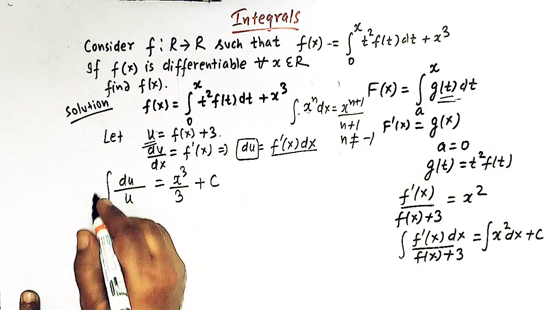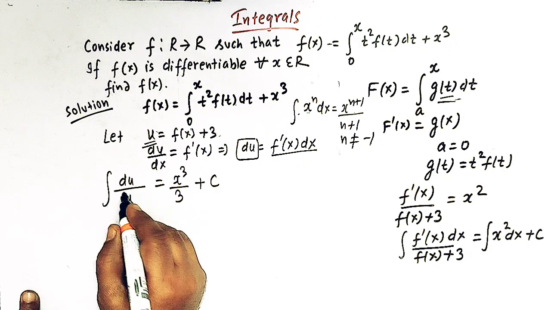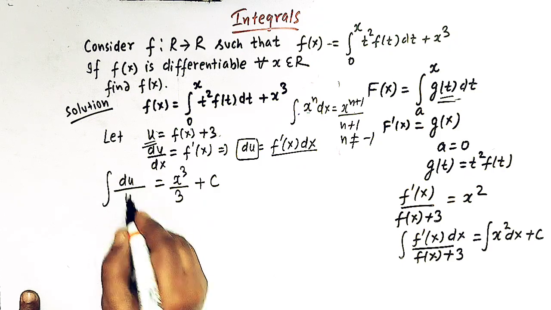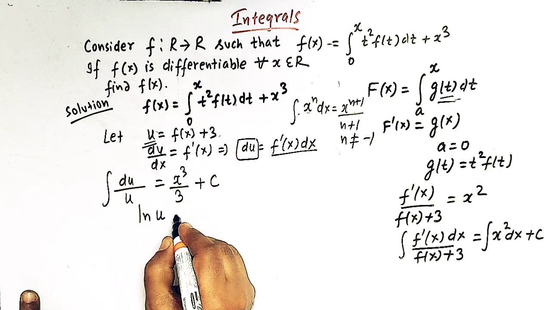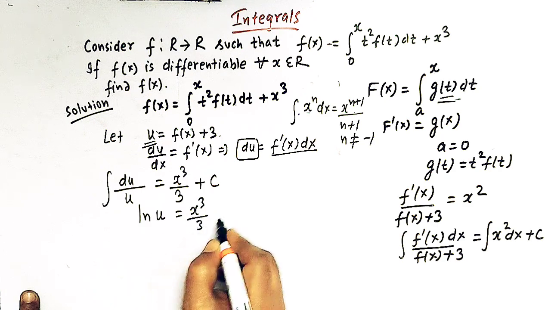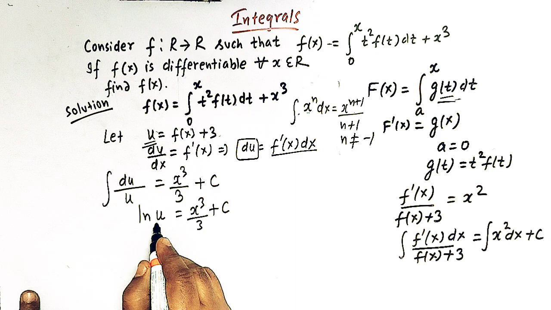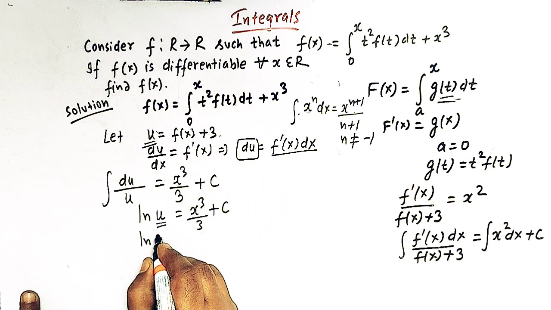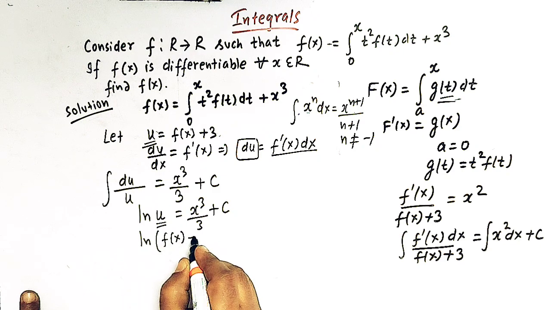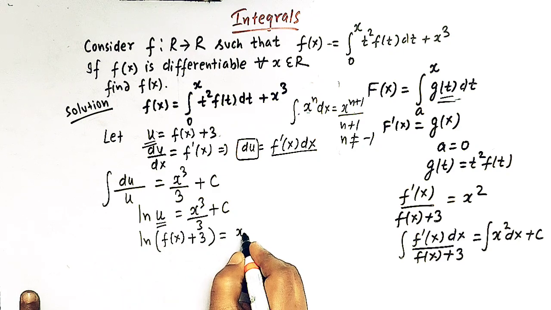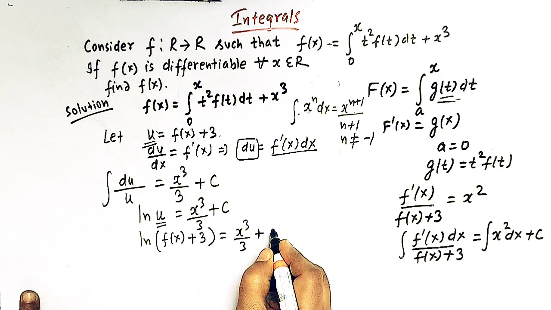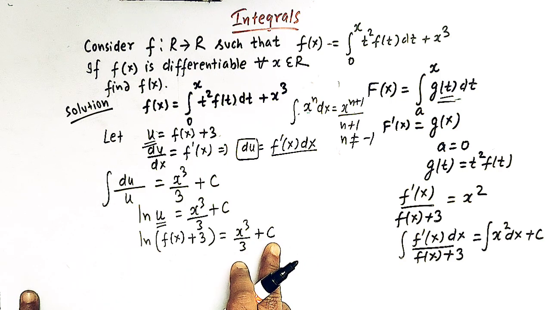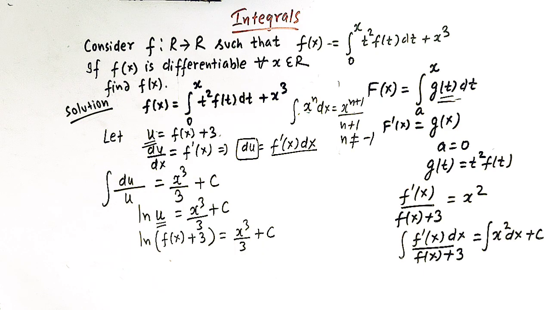So now we have the integral du over u, and the integral of 1 over u with respect to u is the natural log of u, and here we have x cube over 3 plus c. Now let us replace this u by f of x plus 3. So we have natural log of f of x plus 3, and here we have x cube over 3 plus c. So now we need to find out the value of this constant of integration c by using some initial condition.